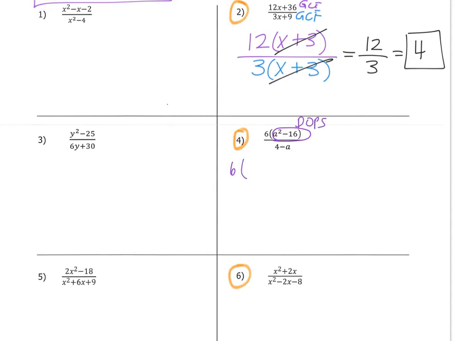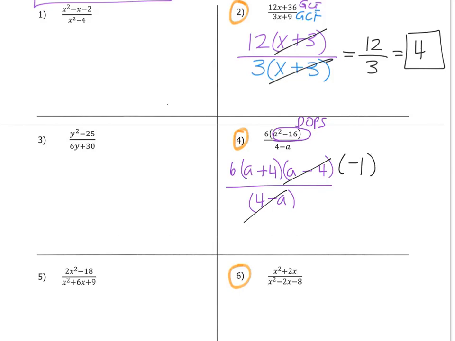So you have 6 parentheses, parentheses. DOPS has 2 pairs of parentheses. A squared can be broken up into A and A. 16 can be broken up into 4 and 4, one with a plus and one with a minus. All over 4 minus A. I notice that I have an A minus 4 and a 4 minus A. Those are pretty similar to one another, and in fact they can cancel, but they cancel to a negative 1.